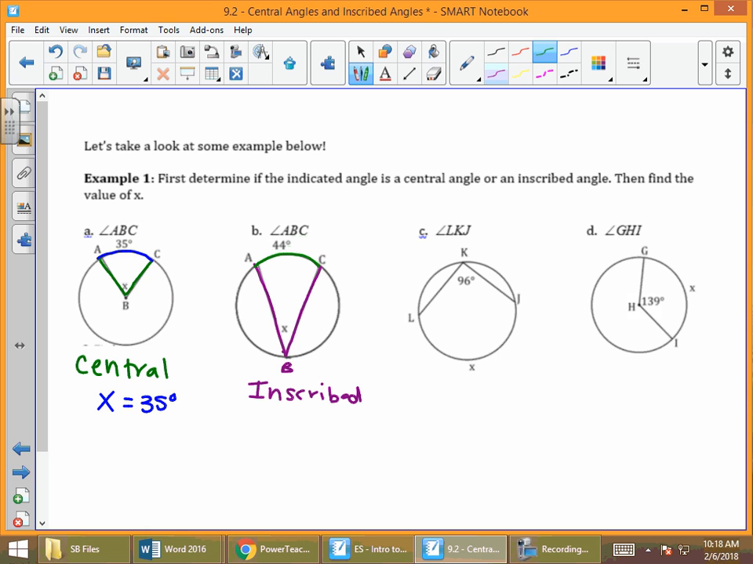Well, what do we know about the arc measure and the angle if it's inscribed? It's half. So it's half of 44. 22. So just divide that arc in half. It will give you the angle when it's inscribed. 22.